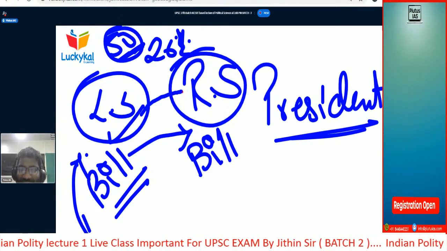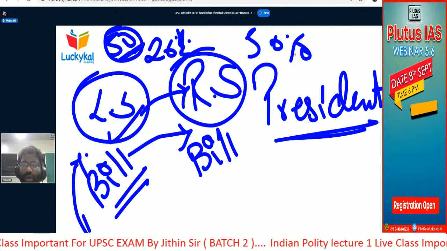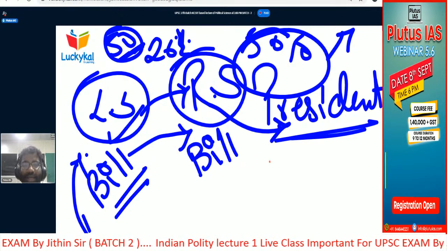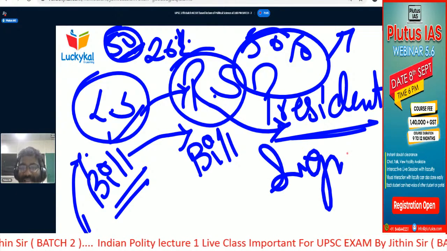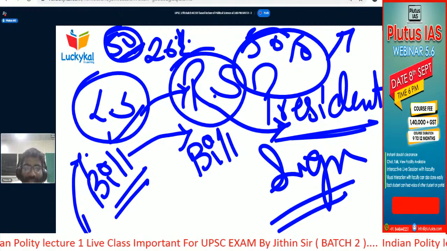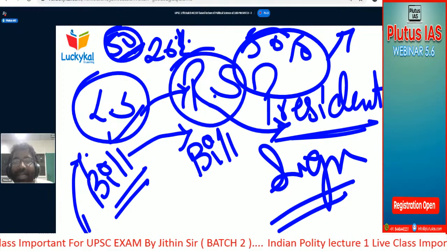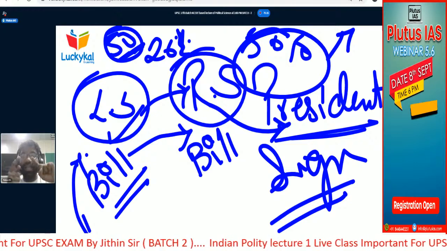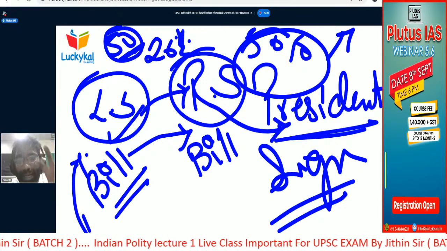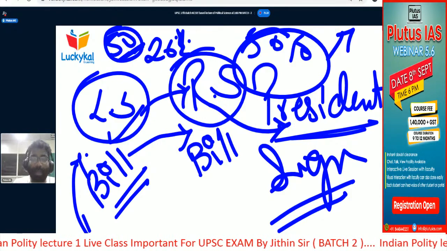And then from here it goes to Rajya Sabha, where also more than 50% should vote for the bill. Then it will go to the president, and the president will sign the bill, and a stamp is put on the bill. This is called the warrant and seal of the president. The bill is presented in Lok Sabha, then it goes to Rajya Sabha. The bill should be passed by a majority of more than 50%.